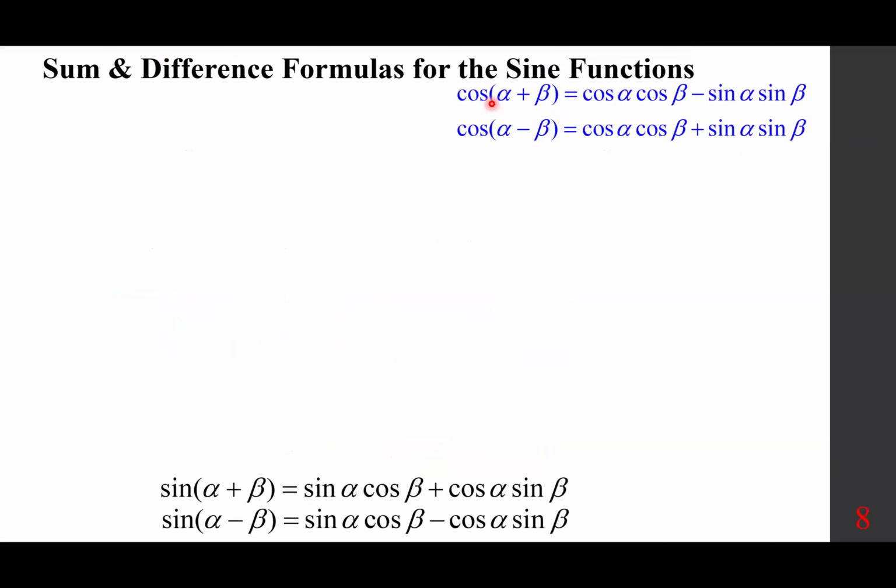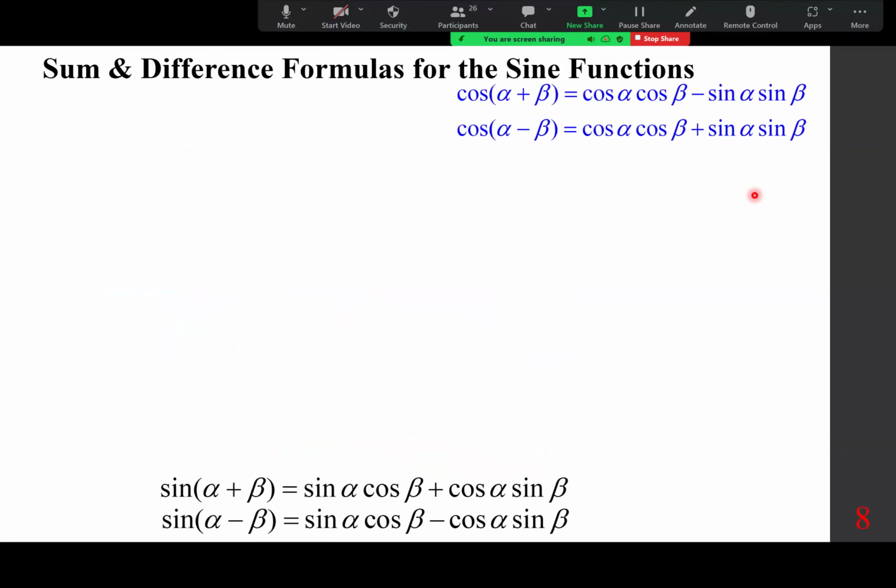Well, we proved it for cosine. Now we're going to prove it for sine. So, sum and difference formulas for the sine functions. We want to prove sine of alpha plus beta is sine alpha cosine beta plus cosine alpha sine beta, and sine of alpha minus beta is the same thing with the negative sign in between. So let's see how that works.